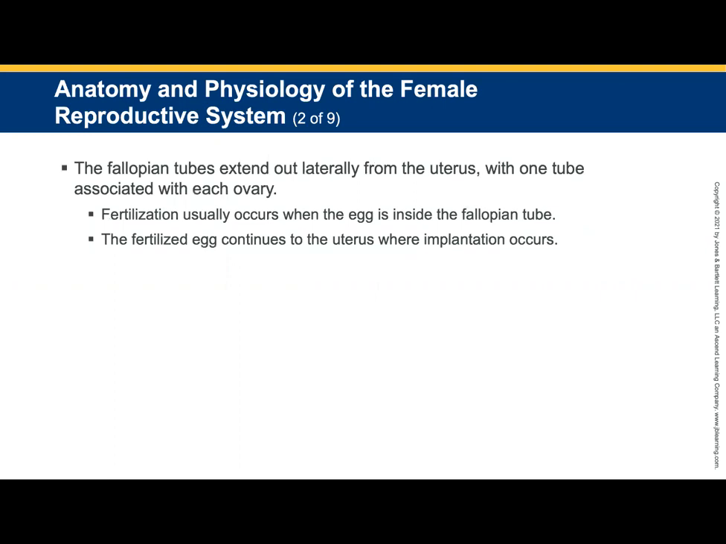All right, so here we talk about the fallopian tubes. They extend out laterally from the uterus, with one tube associated with each ovary. Fertilization usually occurs when the egg is inside the fallopian tube. The fertilized egg then continues to the uterus, where if implantation occurs, it develops into an embryo, and then the fetus grows until the time of delivery.